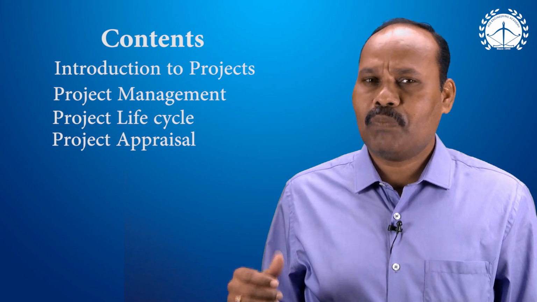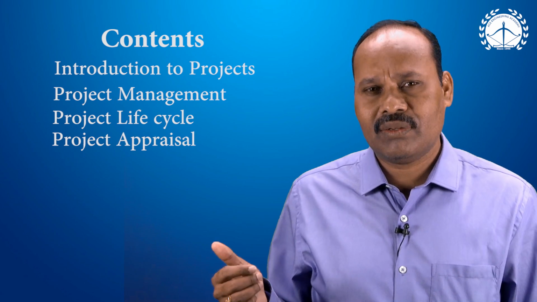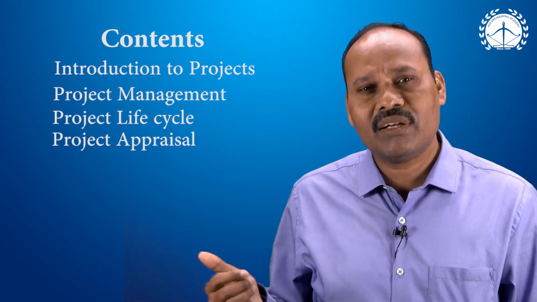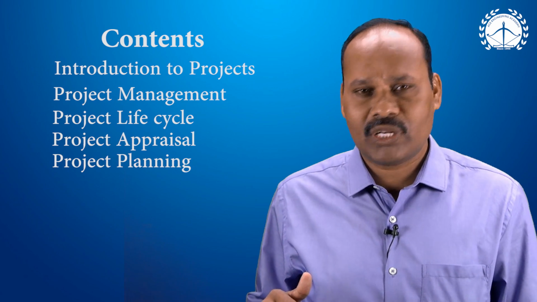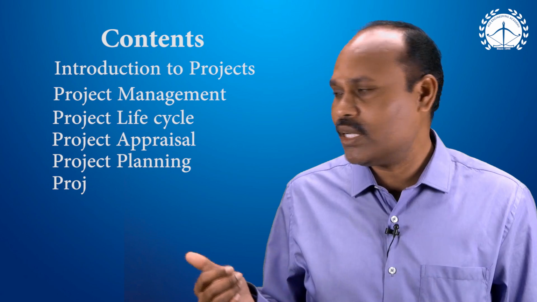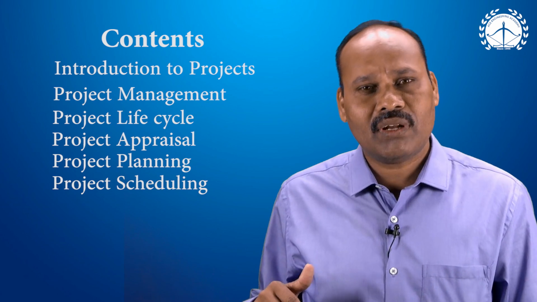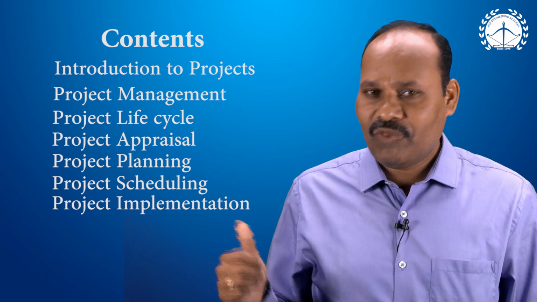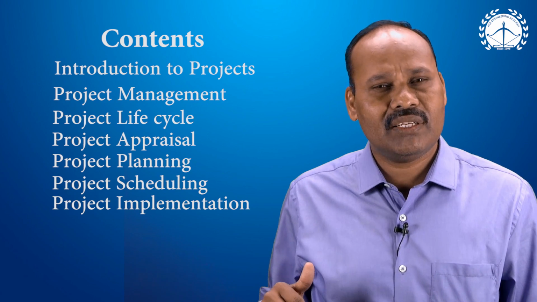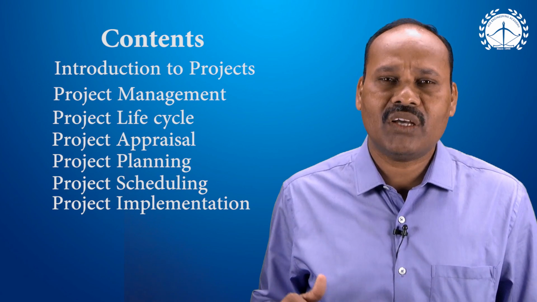When we have a project, then we can define the goals, that we can take under the heading of project planning. Then we'll go for resource allocation, that we can call scheduling. After allocation of resources, then we can implement the project. When the project is implemented, finally the closeout phase, we can call it termination.